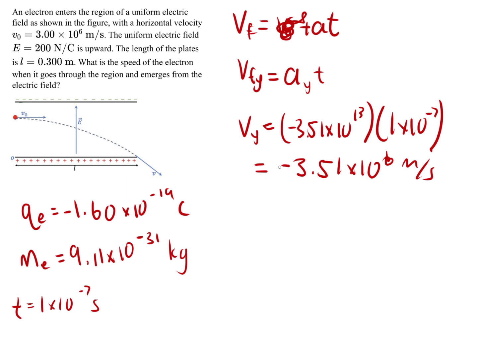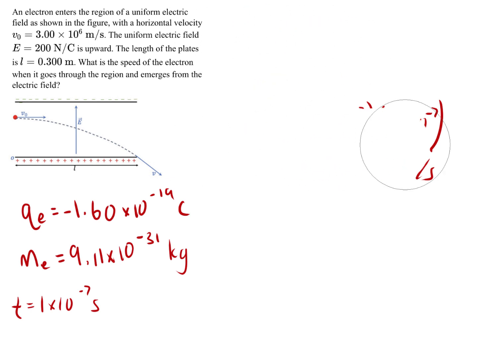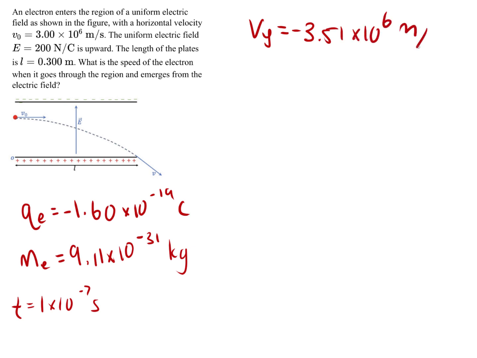Okay, so now that we have this, we calculated that the final y velocity is equal to minus 3.51 times 10 to the 6th power meters per second. And the final velocity in the x direction, or in the horizontal direction, stays the same. It's 3 times 10 to the 6th meters per second. So this stays the same. There was no acceleration acting in the horizontal direction at all.